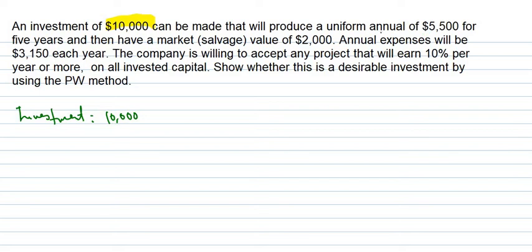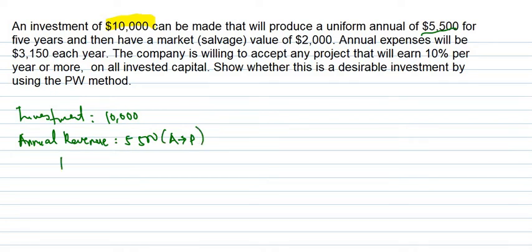Another one is the uniform annual 5,500 for 5 years. So that will produce a uniform annual of 5,500 for 5 years. We will have this one as our annual revenue, which is equivalent to 5,500. Now, this is annual revenue, so this is in terms of an equal series of payments. So, annuity, and then we have to convert this one to its present worth because we are now in a present worth method.